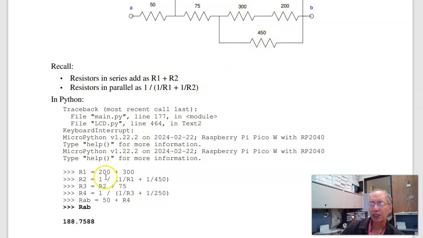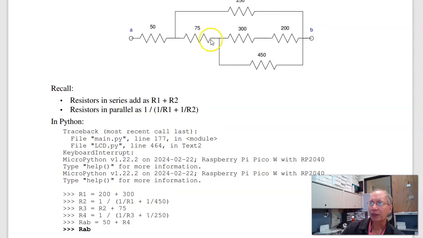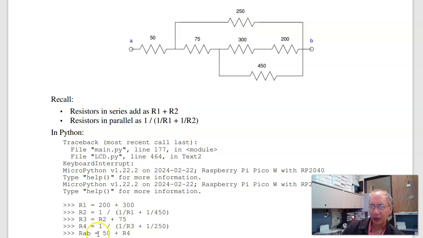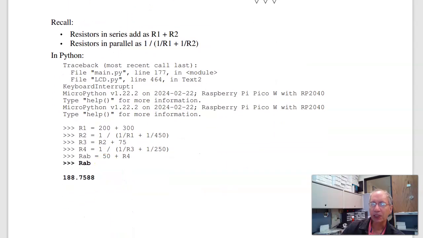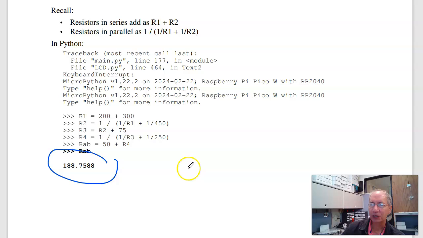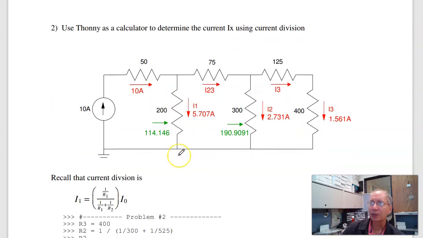The equation for parallel resistance is 1 over the sum of the admittances. So 1 over R1 plus 1 over 450, and the inverse is the net resistance. In series with 75, it adds. In parallel with 250, so you take that result, take the inverse. In series, add. So the total resistance, when you're all done, is 188 ohms. So again, Python is just a calculator, with similar syntax to MATLAB.